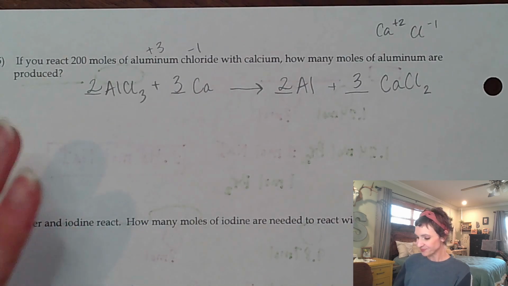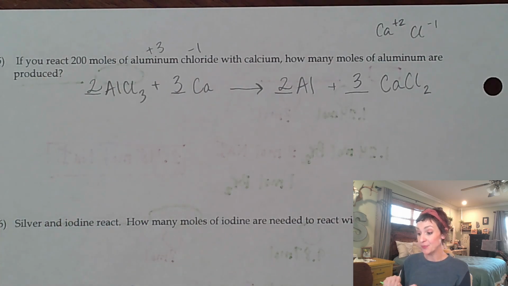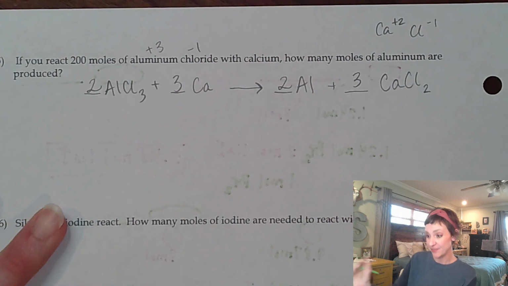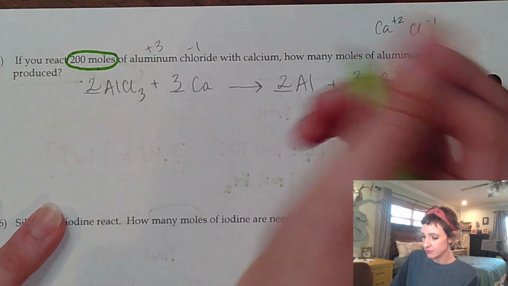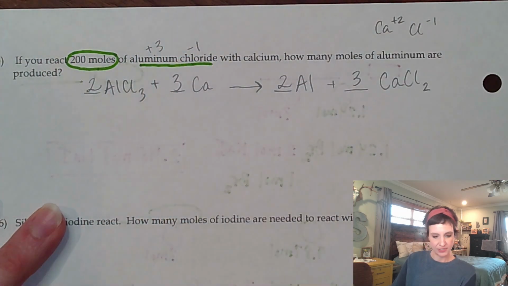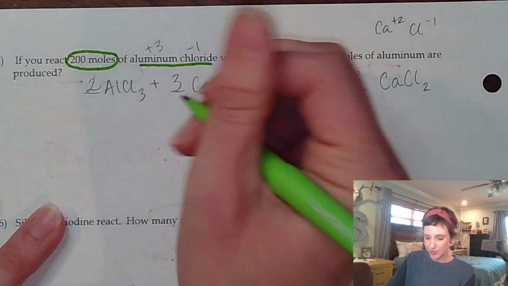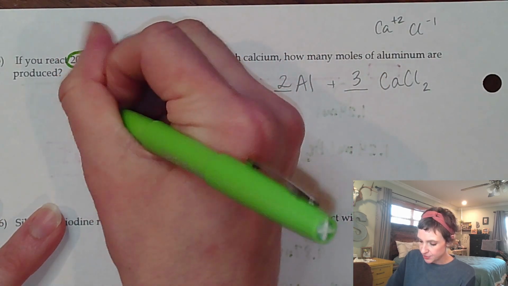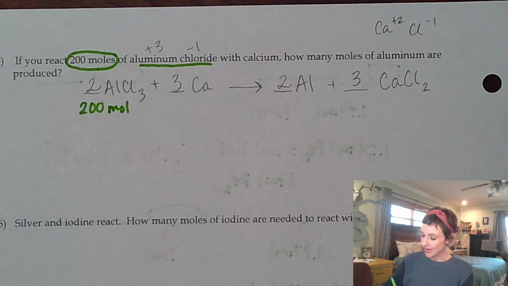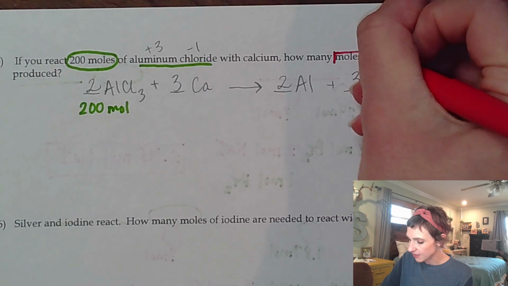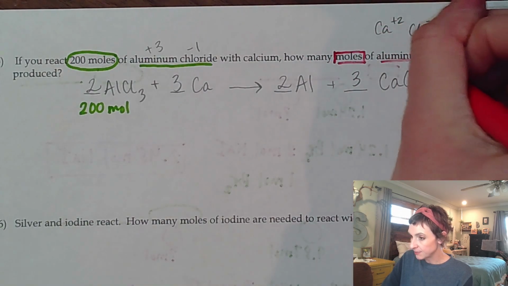I love that. Okay, so it says if you react 200 moles of aluminum chloride. Okay, my given now, I'm finally looking at the numbers, is I have 200 moles of who? Aluminum chloride. Where's aluminum chloride? He's right there. I'm going to write that number underneath him, 200 moles. Yes? React with calcium. How many moles? This is what they're asking me to solve for of aluminum.